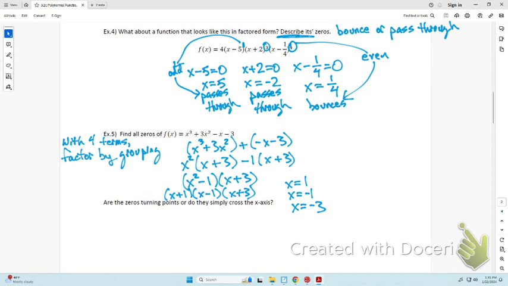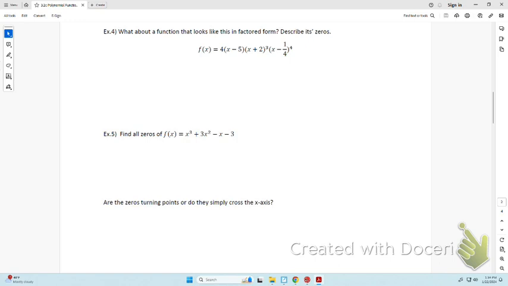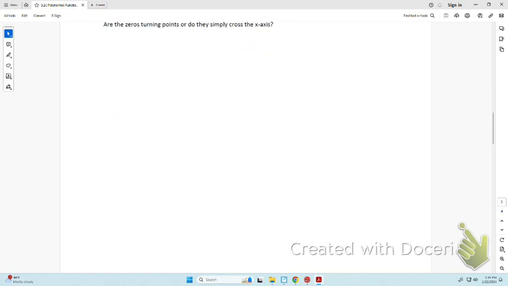And look at the exponents. They are all 1s. They're all, in other words, odd. So all 3 of them pass through because of the odd exponents. All right, moving on. Next one, I believe we're actually going to graph.